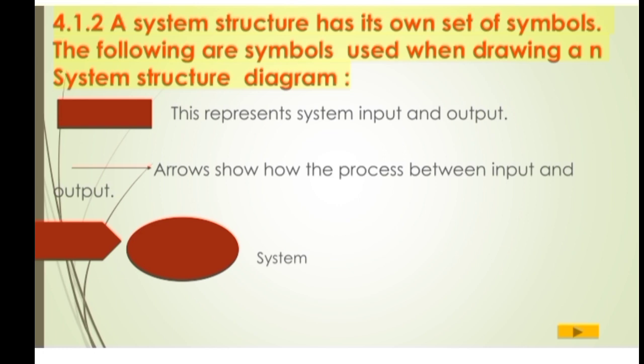4.1.2 A context diagram has its own set of symbols. The following are symbols used when drawing a context diagram. This represents system input and output. Arrows show the process between input and output. System.